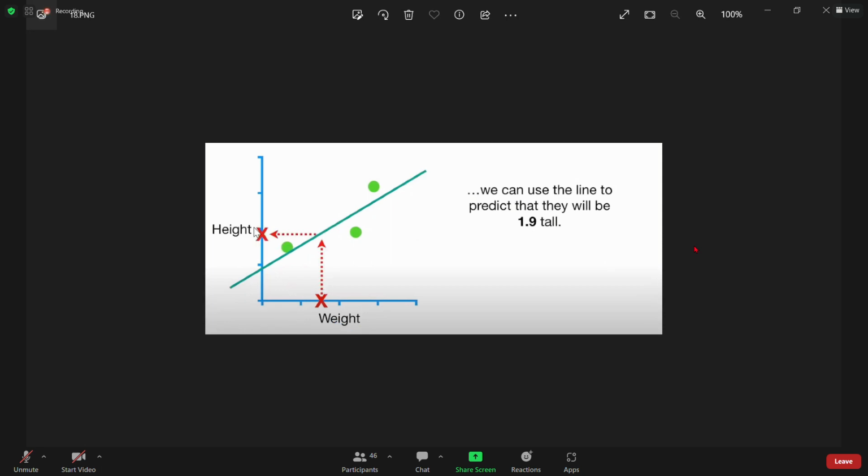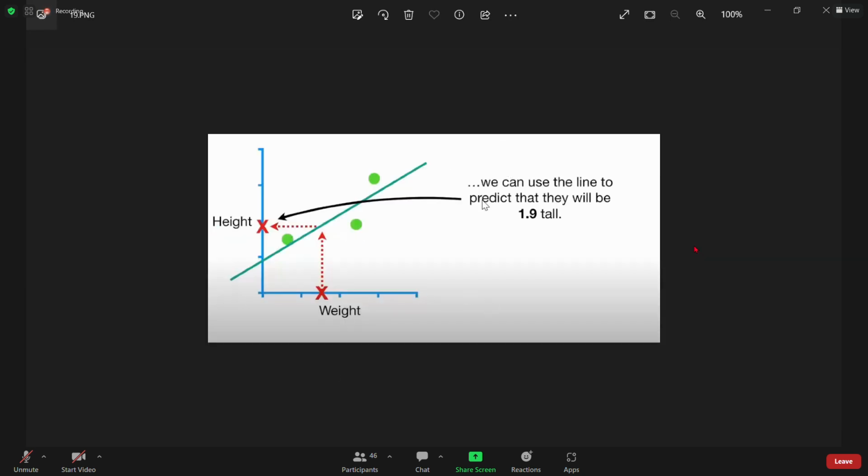If I plot the points, what is the height? 1.9, with axis marks 0, 1, 2, 3, 4. Again, the height of the person is 1.9. Understand up to this, everyone? Okay. Now, next one. We can use the line to predict that they will be 1.9 tall.